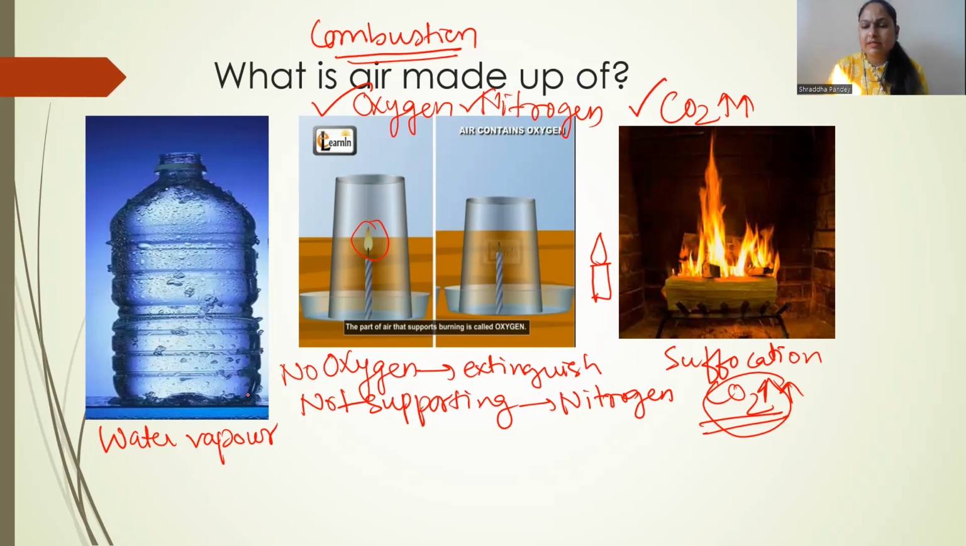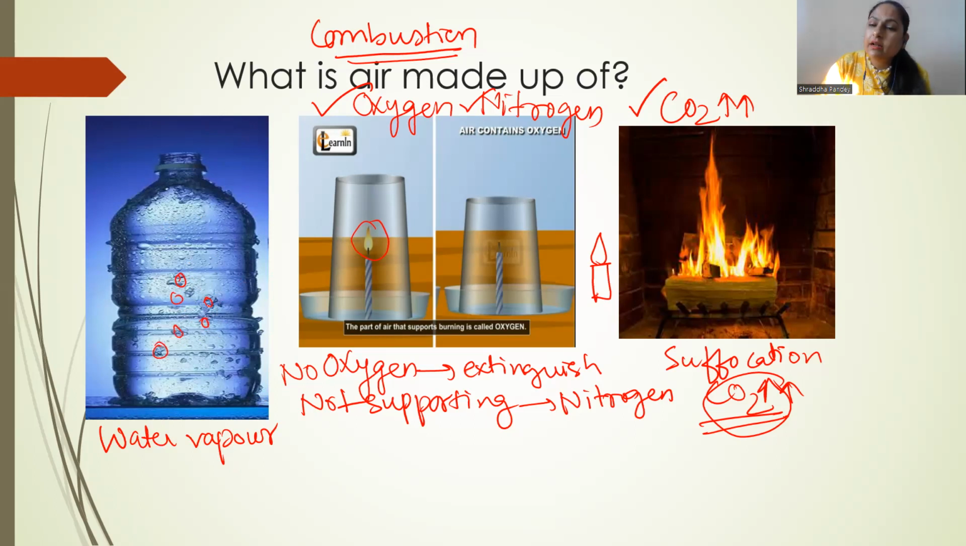Okay, you must have experienced this. You take out a bottle from a refrigerator and keep it outside at room temperature. What happens? On the surface of the bottle, many water droplets are produced.